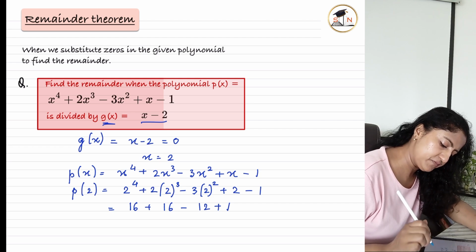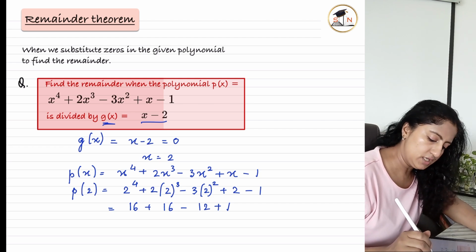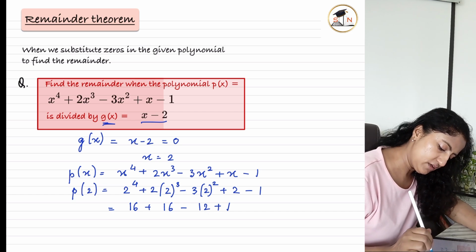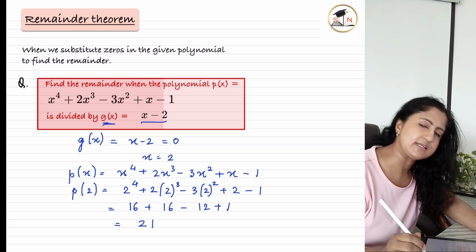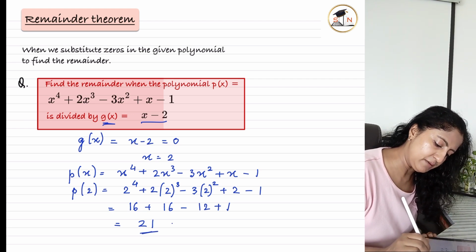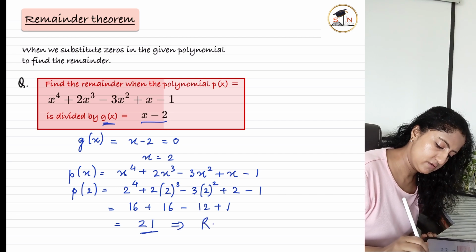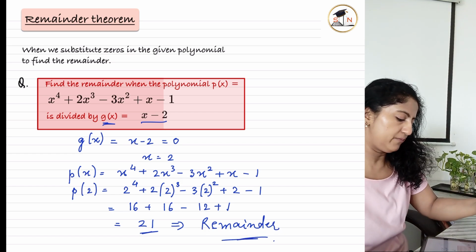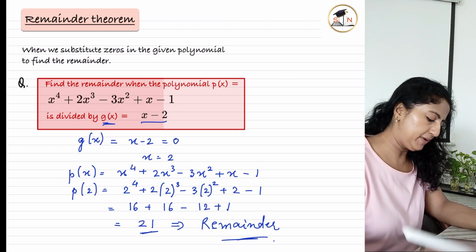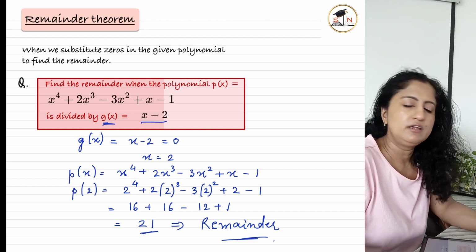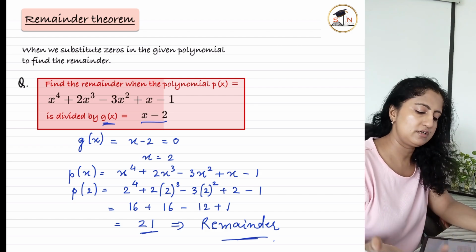So what do we get over here? 16 plus 16 is 32. 32 minus 12 is 20, and 20 plus 1 is 21. So what is this? The value that we have just got is your remainder. This is your remainder. So we just saw how to find a remainder when we are given a polynomial, and we established the zero also from a given factor. x minus 2 was a factor.